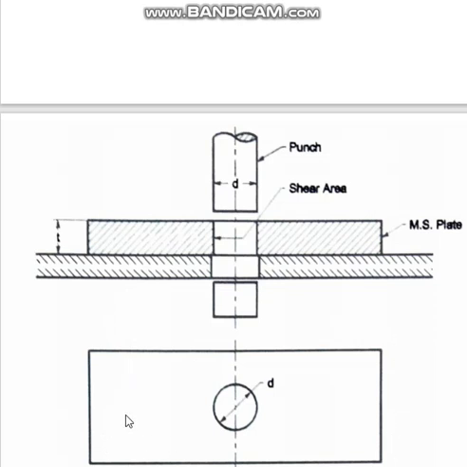How much this rectangle extends is immaterial. It can extend any length on this side or that side. What we are interested in is only the hole that is being punched here. So this dimension t is known, this diameter D is not known. That's what we have to find out.